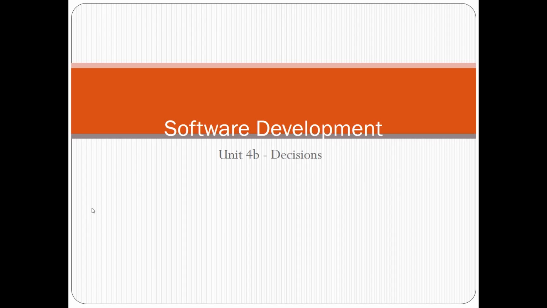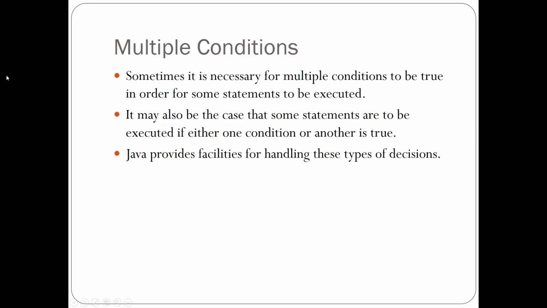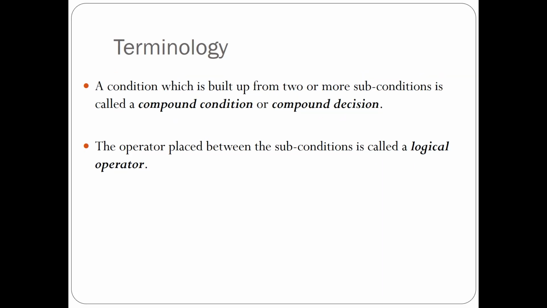Okay, this is the second lecture dealing with creating decisions in Java, and we're going to expand a little bit on the types of conditions that we can write. This time we're going to look at situations where we will write conditions in our code where multiple decisions need to be made, and the two main terms used for this type of decision are either compound conditions or compound decisions.